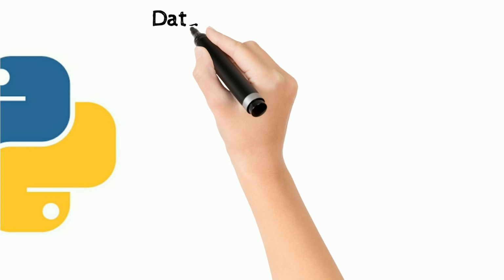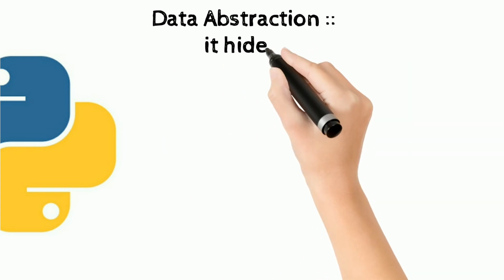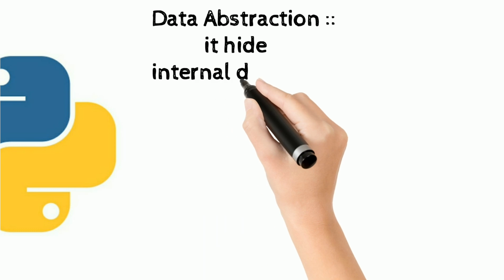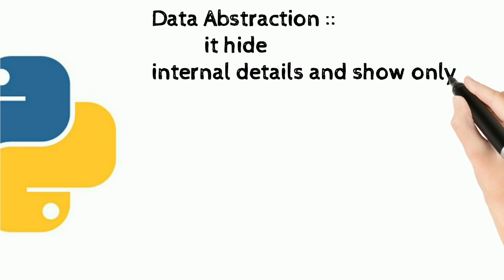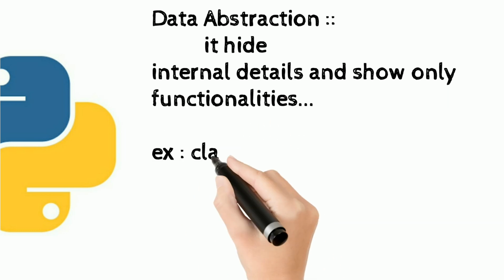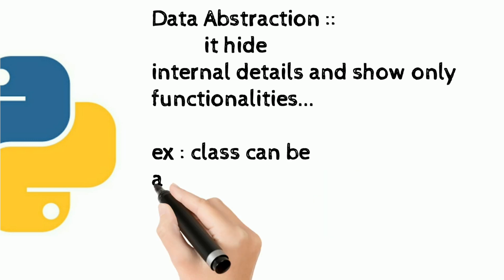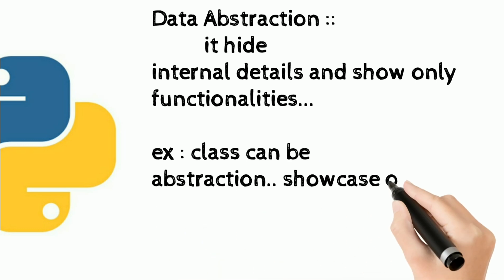And the next one is data abstraction. It hides the internal details and shows only functionalities. Like, we can't use its internal details, and we can use only functional properties on that also.